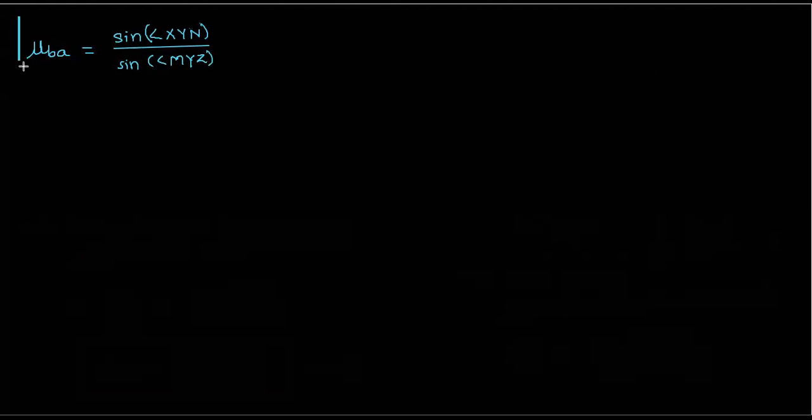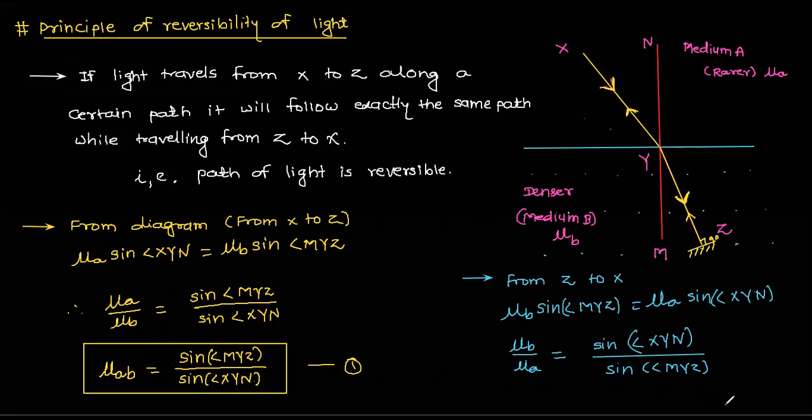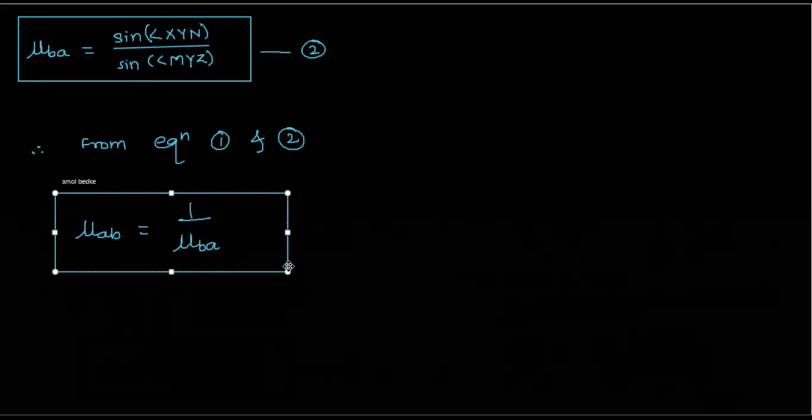Now I can keep this equation as equation number 2. This is my equation number 2. So now see, from equation 1 and 2, once I got mu a b as sine this by this, can I write like this: mu a b is equal to 1 by mu b a. Understand? This is your principle of reversibility.